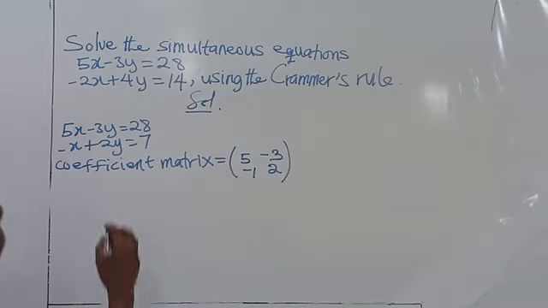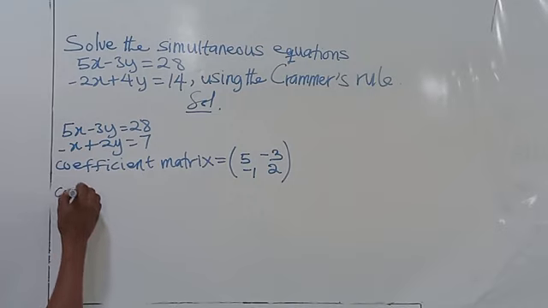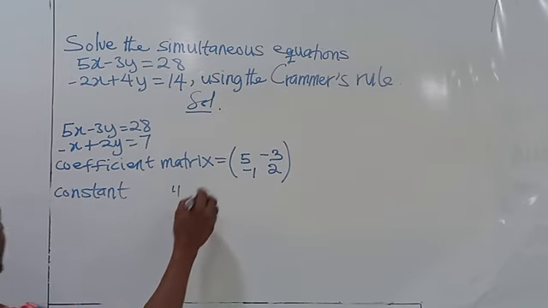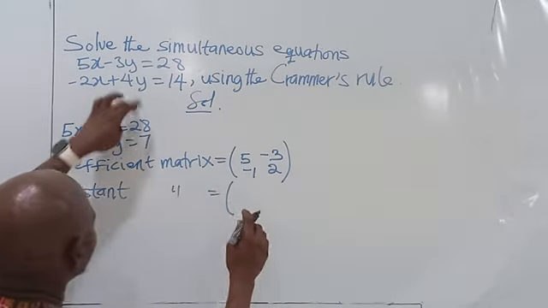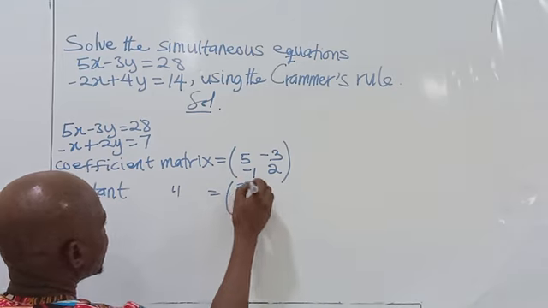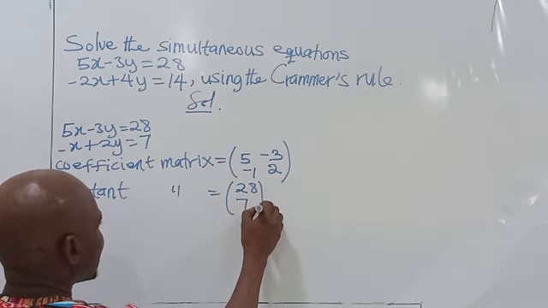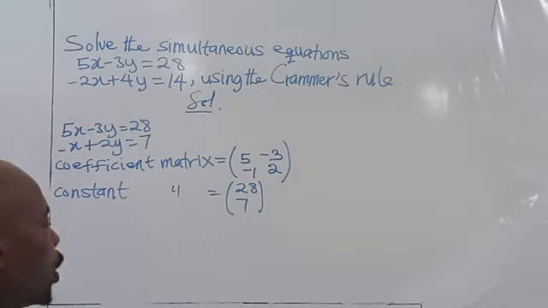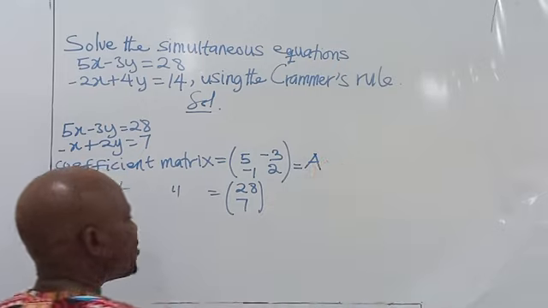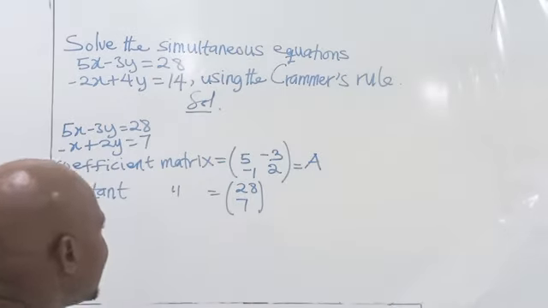Alright. And then the next thing we have is the constant matrix. That is the matrix formed by the constants. So that's 28 and 7. Alright. So now let me take it that this matrix is the matrix A.